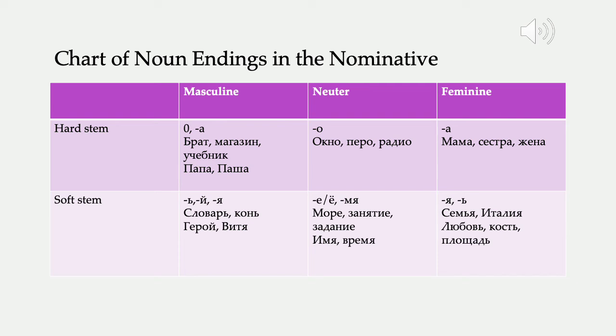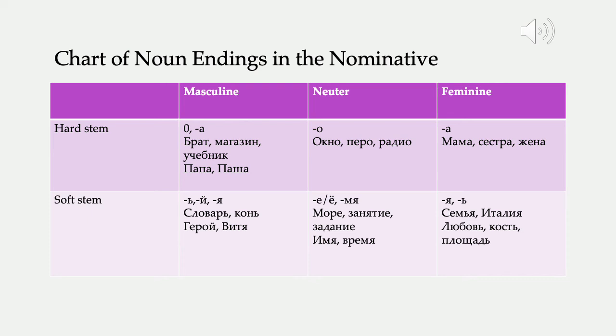Moving on to neuter, hard stem nouns are going to end in o. So окно, a window, перо, a feather or a pen, radio, a radio. Soft stem nouns for neuter will normally end in ye, or very occasionally yo. And then there are a few of them that end in mya. There's only a few of them. There's just a small handful, but some of them are very important, so you want to know them.